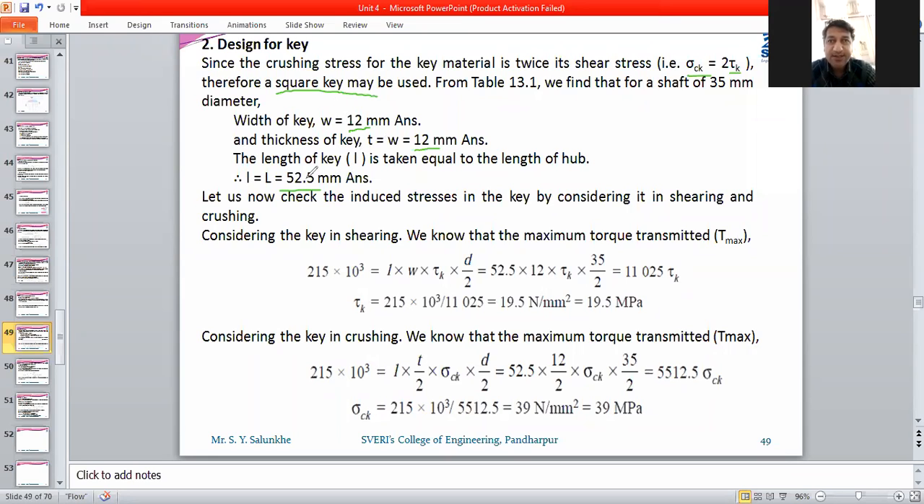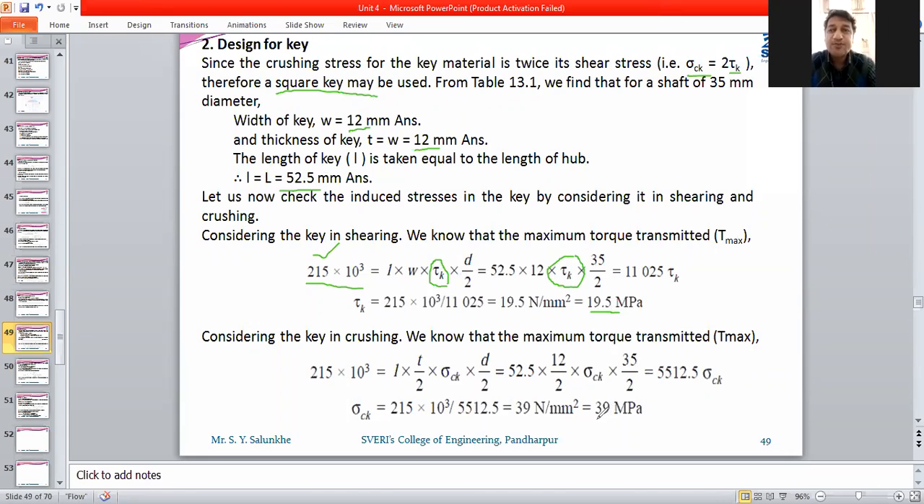Once you decide the width, thickness, and length of this key, you can check it for shear stress. We know that the torque to be transmitted by means of the key is equal to L multiplied by W multiplied by the shear stress for key into the diameter of shaft divided by 2. This is the load which is sustained multiplied by the radius, which gives the torque. So by putting the L value as 52.5 and the W value as 12, you can check the shear stress. The shear stress is coming as 19.5 megapascal.